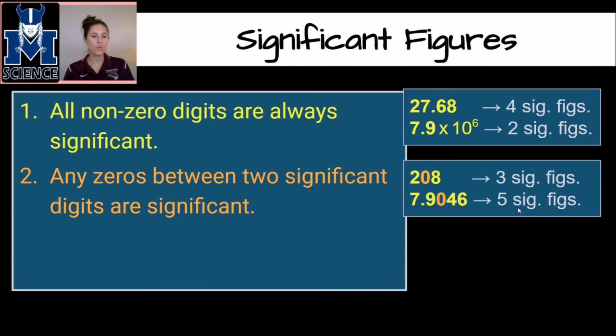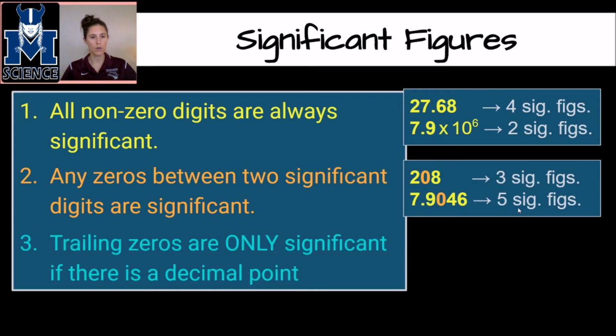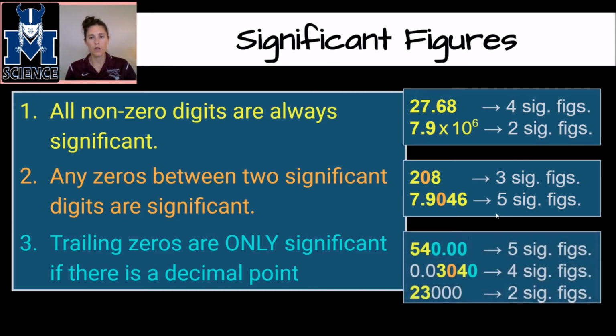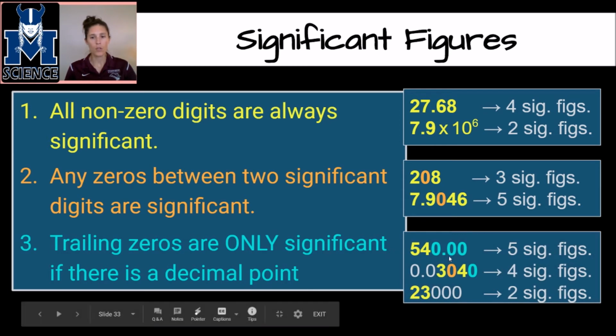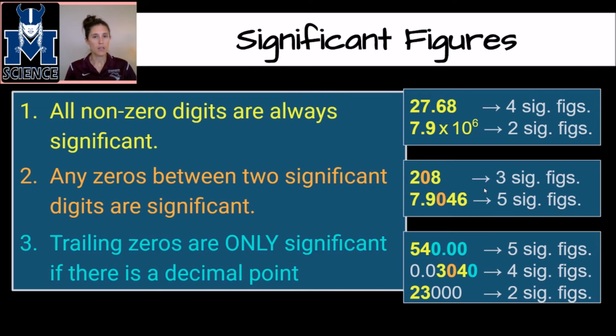Okay, the last rule deals with zeros that are not in the middle, that are on the ends. The rule states that trailing zeros, so the zeros on the right side of the number, are only significant if there is a decimal point in the number. Okay, so let's give some examples of these. If we have 540.00, that number is going to have 5 sig figs.